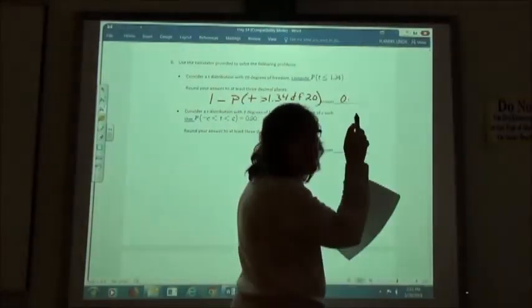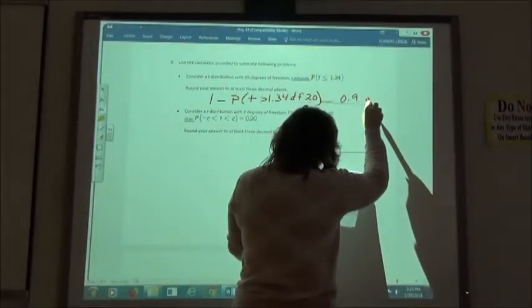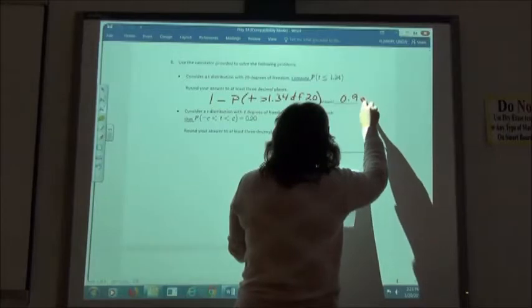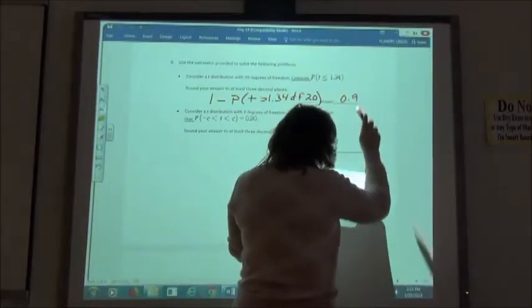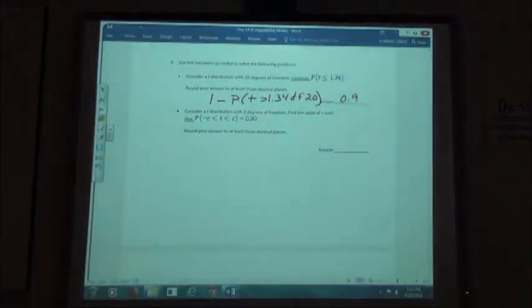Zero point, did you say? Yeah. 9, no? Or, you know, 0.098. No, 7. Let's see what you got typed in there, because that's not what I got. All right, clear that off.